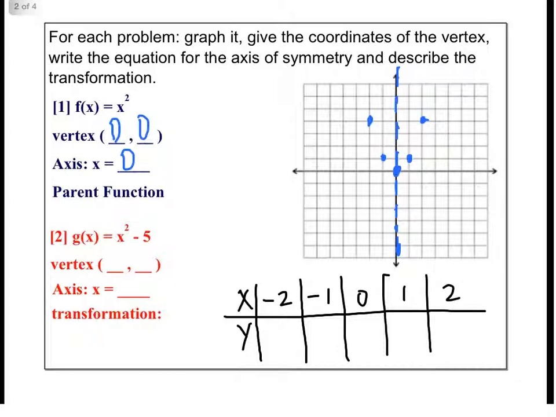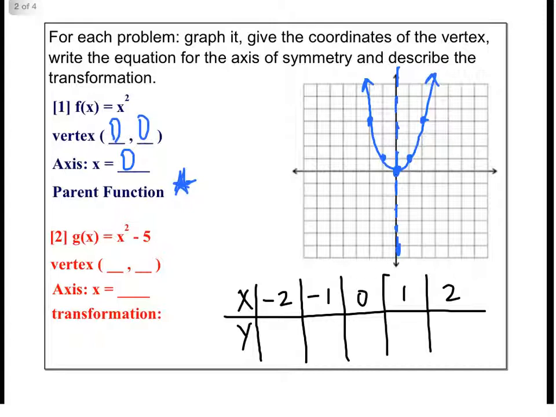And then remember, it makes that U shape. And our first graph is done. Now f of x equals x squared is our parent function. So we will be comparing everything to this.